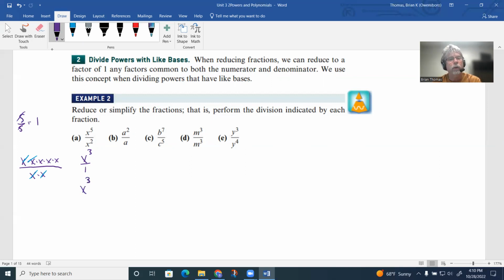Notice if we have a squared divided by a, that's the same thing as a times a over a. Again, we can just cancel out the a's, and that gives us a over 1, which we would just call a. Now, notice the b to the 7th divided by c to the 5th. Since those aren't the same bases, we can't do anything with that. That is considered simplified.